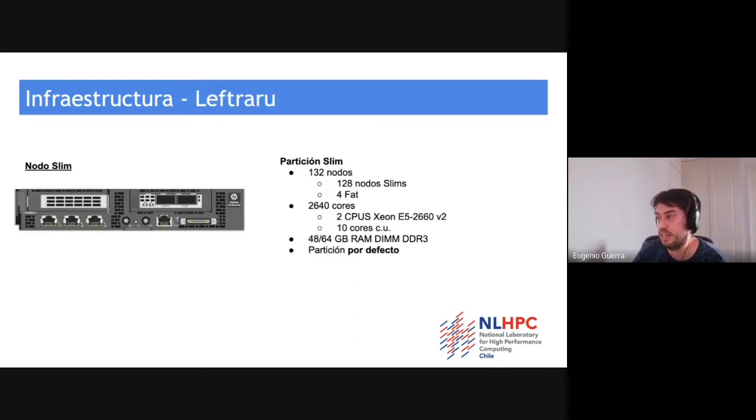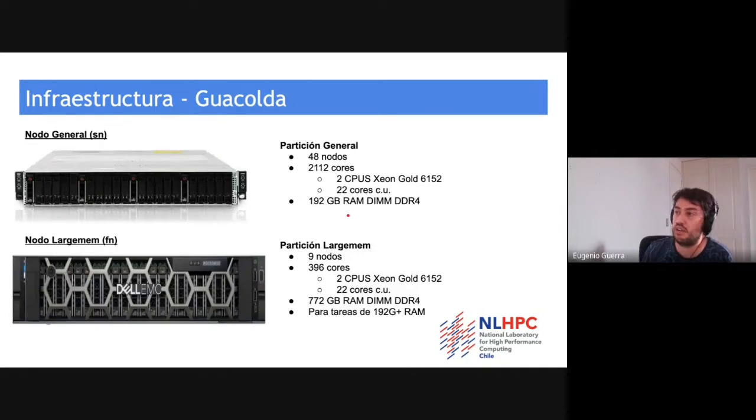Another kind of hardware that we have is slim nodes. We have 132 nodes of this. This node has 88 gigabytes of RAM. And this is the default partition. So we are seeing right now the concept of a partition. Probably you know the concept of partition on your computer with the hard drive, but this concept is different because a partition is a kind of hardware. So we have the slims partition, with 132 nodes with this kind of specification. The other kind of partition is what we name general nodes.